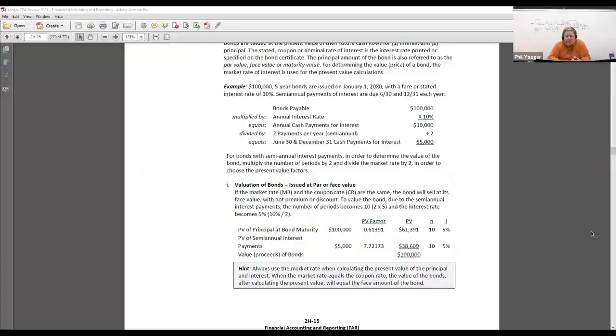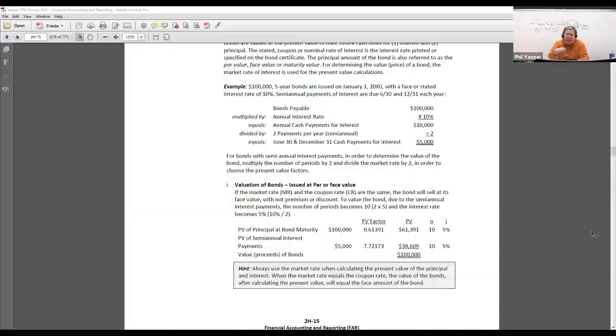I don't see the yield rate. Well, the yield rate, I'm telling you what it is. Where's the yield rate? All right, don't worry about it. It's got to be given to you. But I'm telling you, the yield rate is 10%, and the coupon rate has to be 10%.